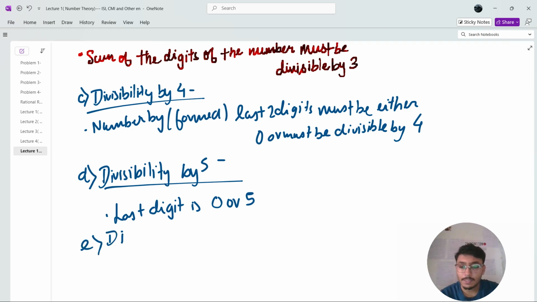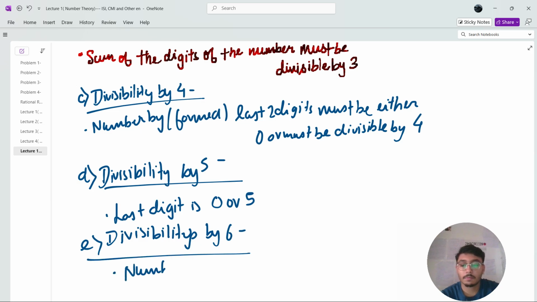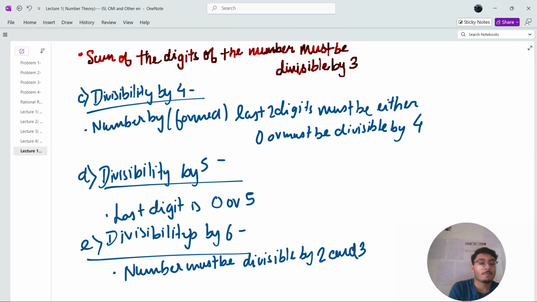So number E is divisibility by 6. Number must be divisible by 2 and 3.